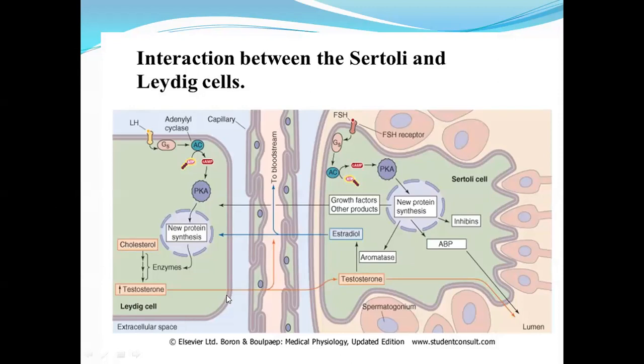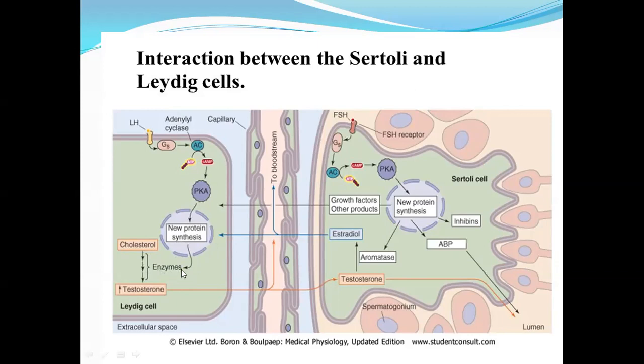Here we see some interaction between the Leydig cell and the Sertoli cells. Leydig cells are stimulated by the luteinizing hormone from the anterior pituitary. It acts by the GPCR, G protein related receptors, and Gs, the stimulatory one, activates the adenylyl cyclase mechanism, stimulates the activity of cyclic AMP, which in turn increases the activity of protein kinase A. And this increases new protein synthesis in the nucleus, and these proteins are actually nothing but the enzymes which convert cholesterol into testosterone. We'll come to the testosterone biosynthesis.